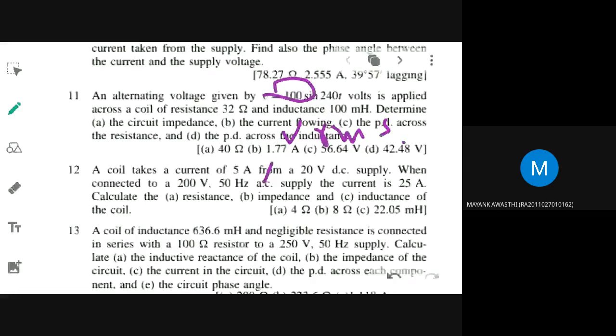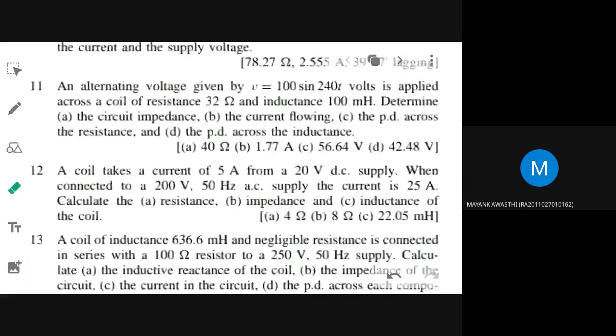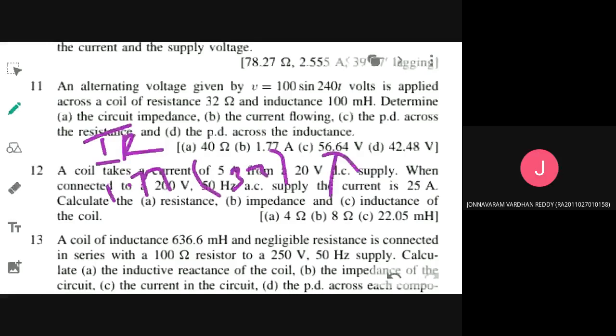Okay, what is asked in the third subdivision? The potential difference across the resistance. What is the formula? I into R, ma'am. So what is the answer? 1.77 into 32, ma'am. That's 56.64. Yes, ma'am.